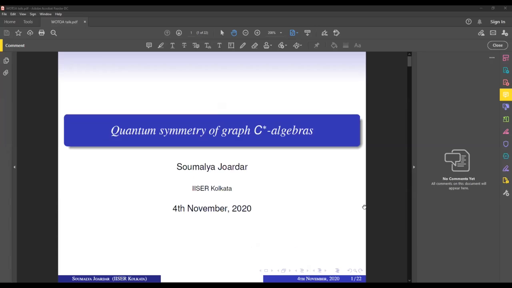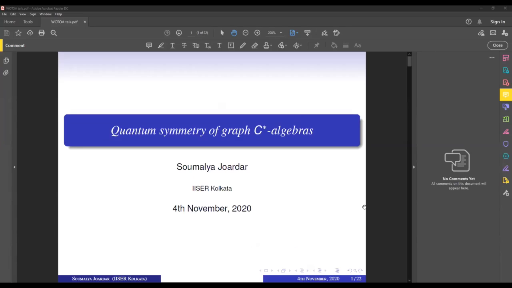The topic of the talk, as you can see, is quantum symmetry of graph C*-algebras and quantum symmetry of general C*-algebras. One can think of it as a non-commutative analog of group symmetry of compact Hausdorff topological spaces. I will elaborate on these things.